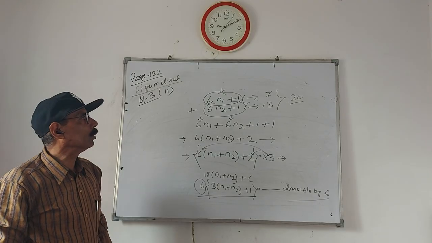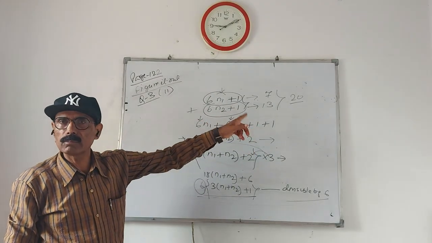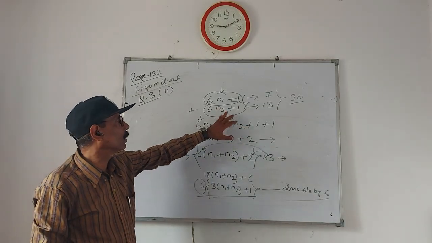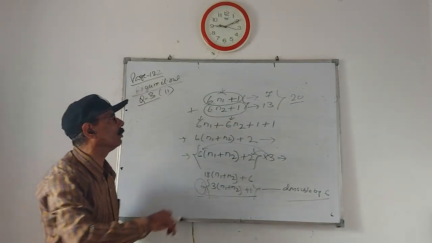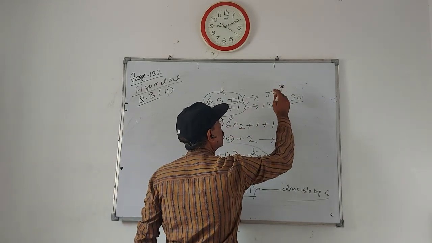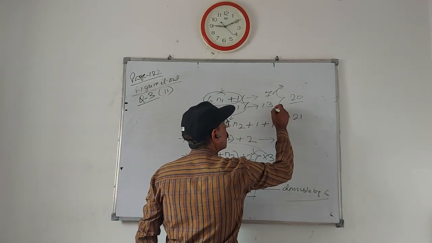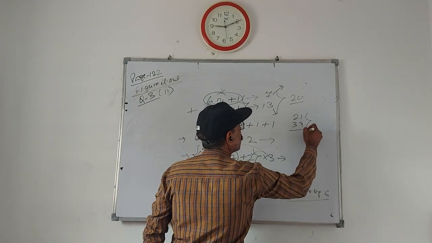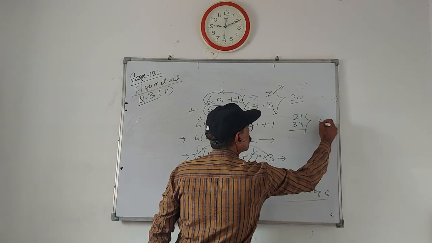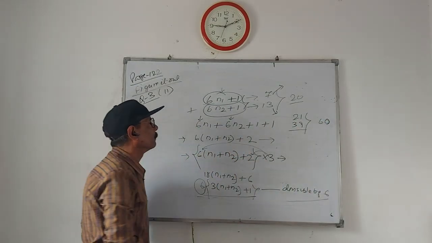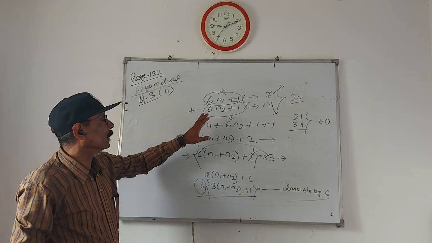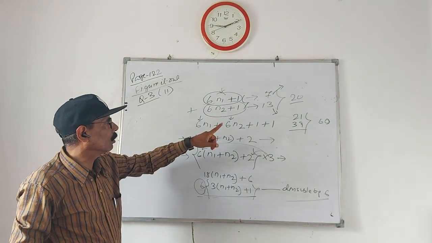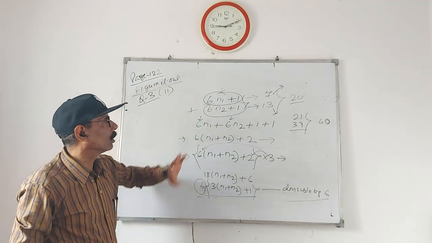Okay, if you take thrice the 20, 3 times 20 is 60. The sum is 20, so 3 times 20 means 60. 3 times 7 is 21. 3 times 13 is 39. This number is what? 60 came. So 21 and 39, the number is not divisible by 6.